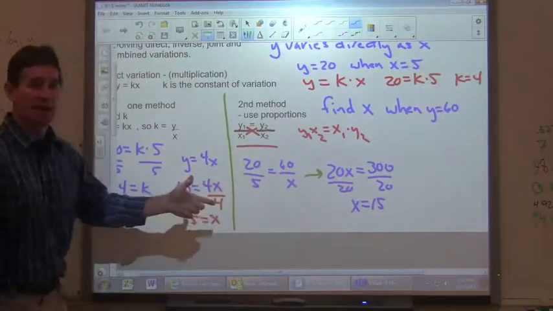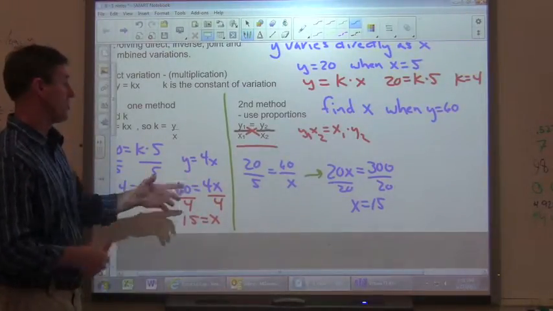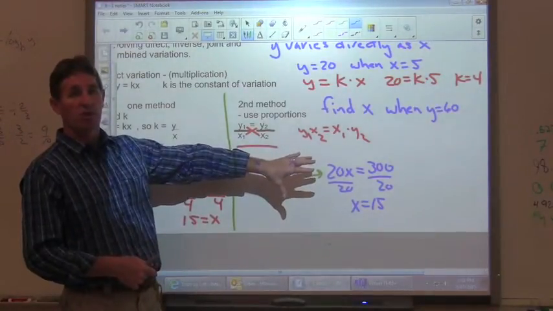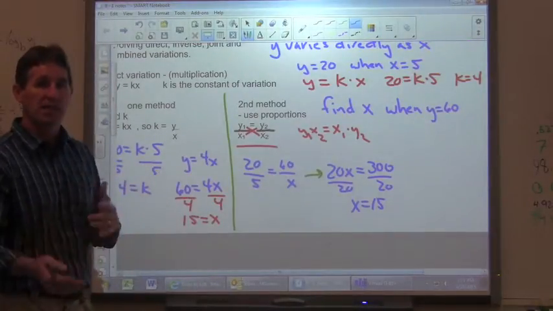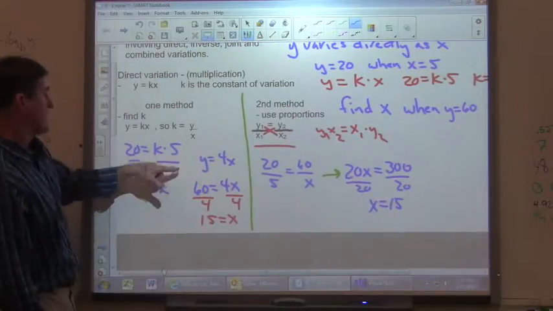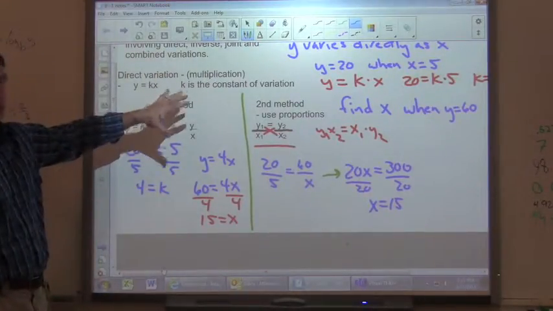So you get the same answer either way, and I don't care which method you use, it's just two methods to do the same type. A lot of you will like the proportions for direct variations. Where it can kind of get confusing is in some of the other problems, and all the other problems we can set up and do this way. So this would be a direct variation.